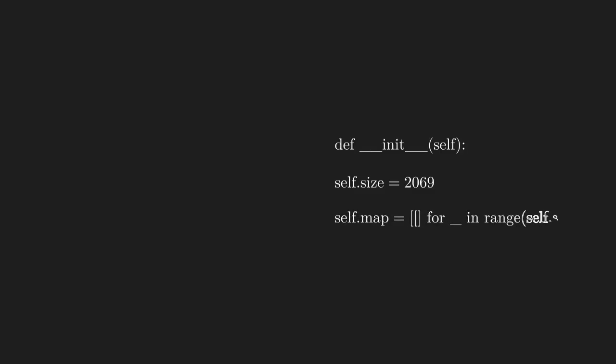Next, we initialize our underlying array, which we'll call map. We use a Python list comprehension to create an array of empty lists, representing our empty buckets. We write self.map equals [[] for _ in range(self.size)]. Now we have 2069 empty buckets ready.